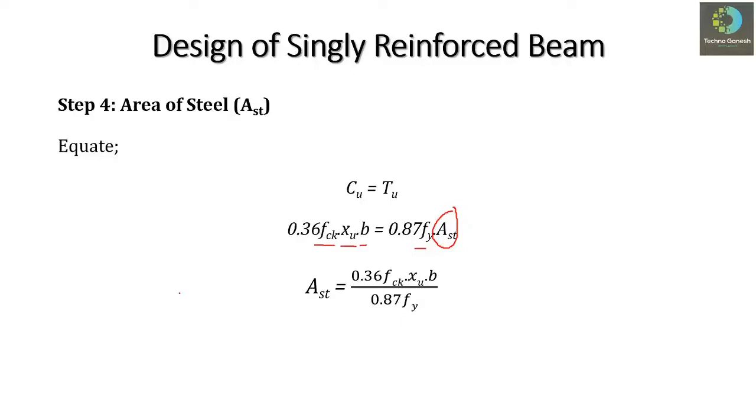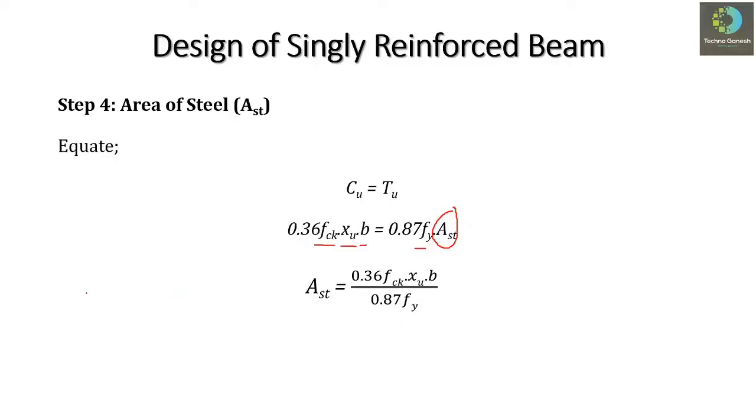To find out this area of steel required, we have to equate Cu with Tu, that is the compressive force and the tensile force. And we have already derived the equations for this. Cu is nothing but 0.36 fck xu into b, and Tu is nothing but 0.87 fy into Ast. So here again you can see clearly that the grade of concrete is known to us. xu we can calculate based on the formula for the fy value. b we have already calculated. Again fy is given, and the only unknown value is Ast. So we can easily calculate that Ast by equating these two values.